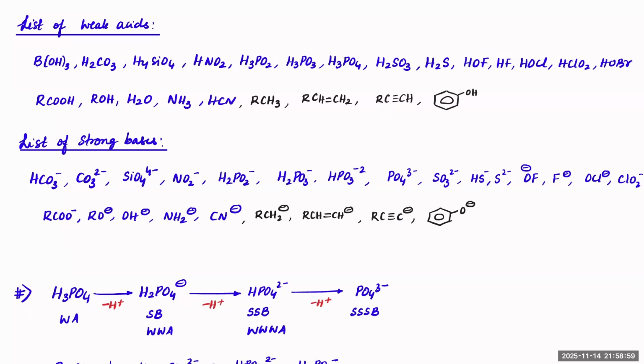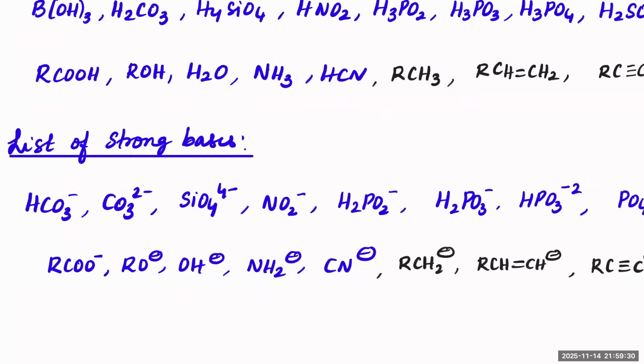Next, among organic acids, carboxylic acids, alcohol can also be used as a weak acid, water can be used as a weak acid, and ammonia can be used as a weak acid. Have you noticed something? These three I have used as weak acids as well as weak bases, isn't it? So these three are amphoteric. Amphoteric means it has both behaviors. So I'll just mention that wording here: these three are amphoteric.